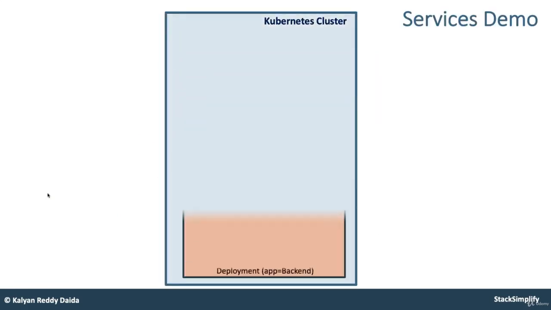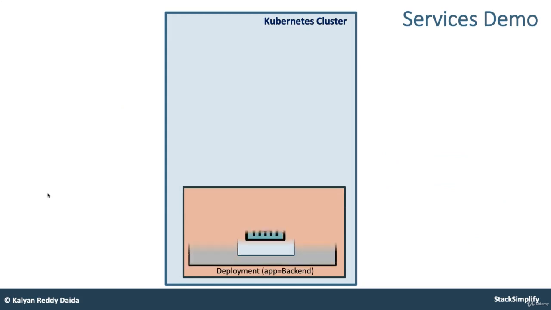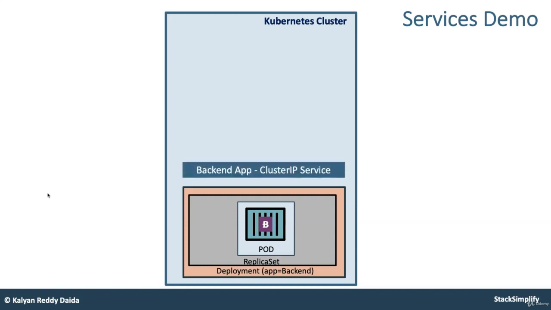So in a Kubernetes cluster, we are going to do a backend deployment. We have a simple Spring Boot REST services hello world service, so we are going to deploy it. As soon as we create the deployment, automatically its ReplicaSet and then pod get created. Once that is done, we are going to create the backend app related cluster IP service using kubectl expose.